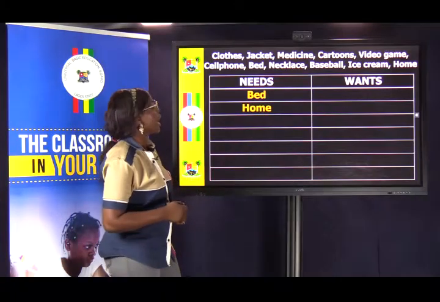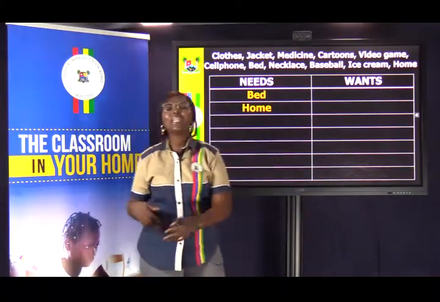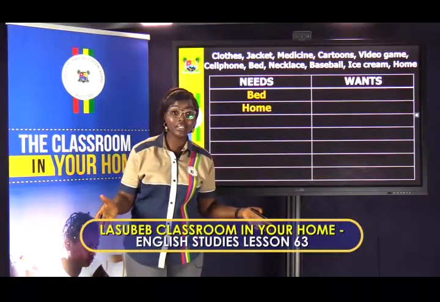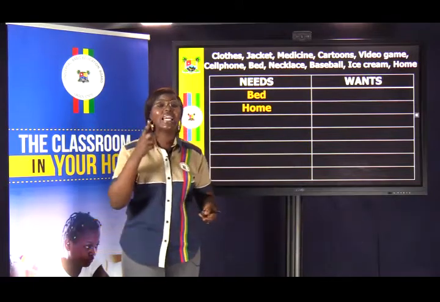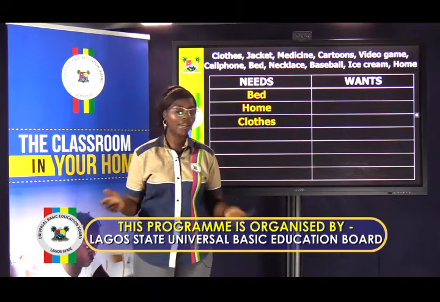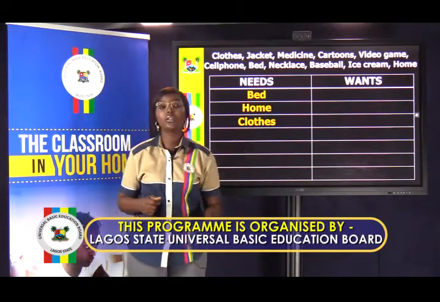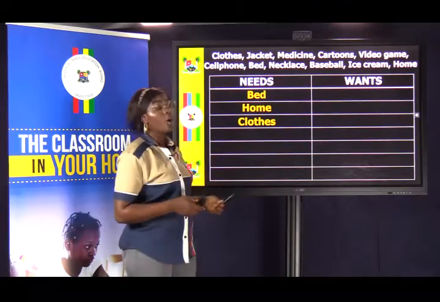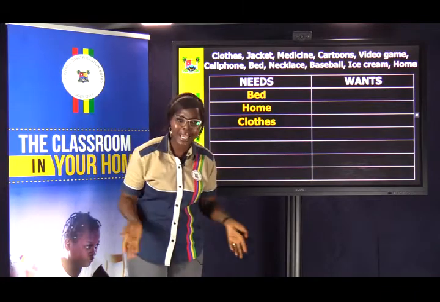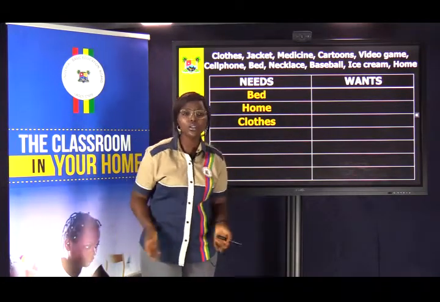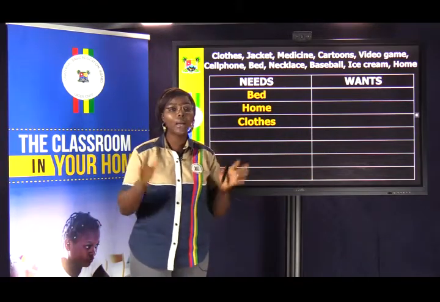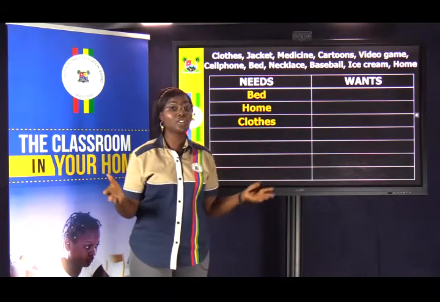Okay, another one, home. We need a home. We need a place to put our head. We need a place to keep our things, right, children? Yes, so home also is a need, and it is very important in every human's life. Another one, clothes. Clothes is also a need because we can't walk naked. What do you think, children? Yes, we can't walk naked. And so clothes also is a need, but do not acquire too much before they get to a want. Basic clothing is just important.